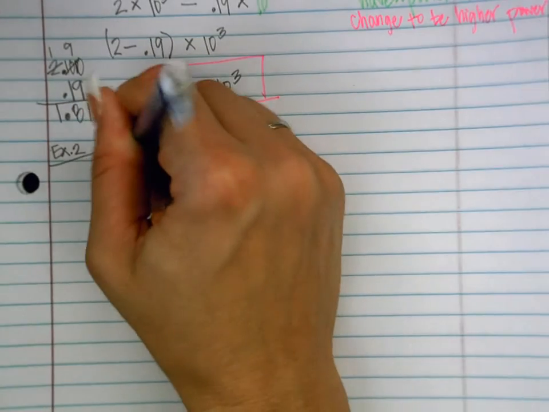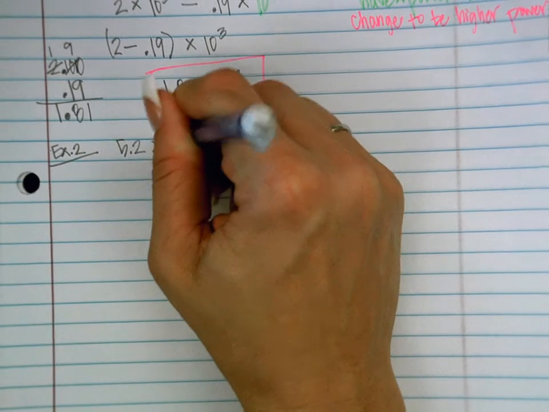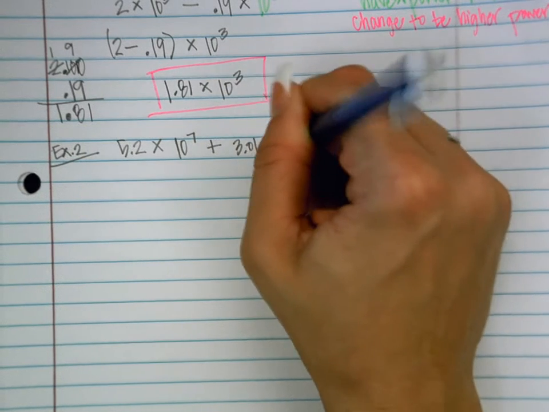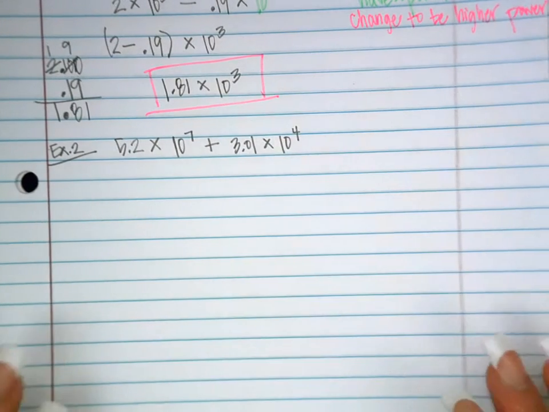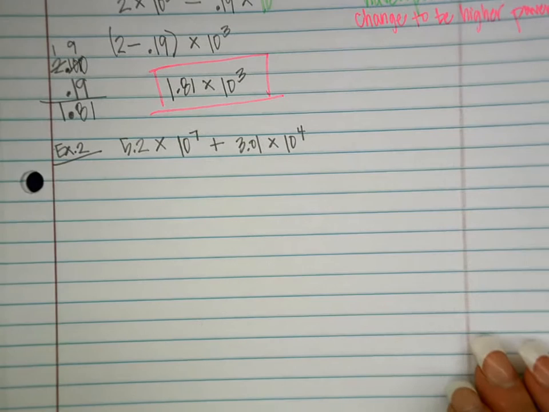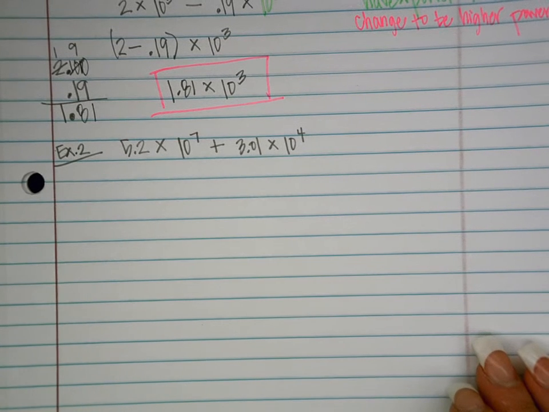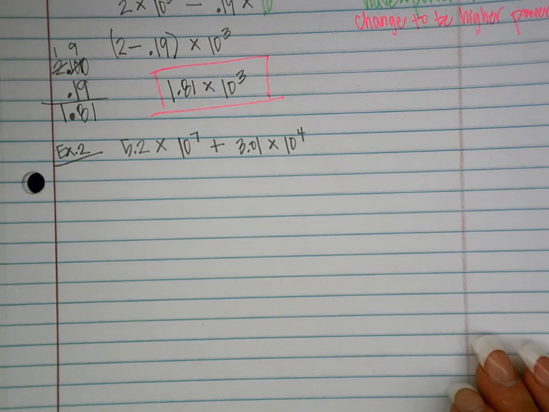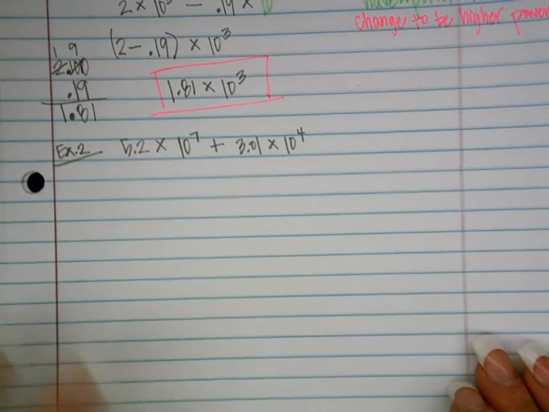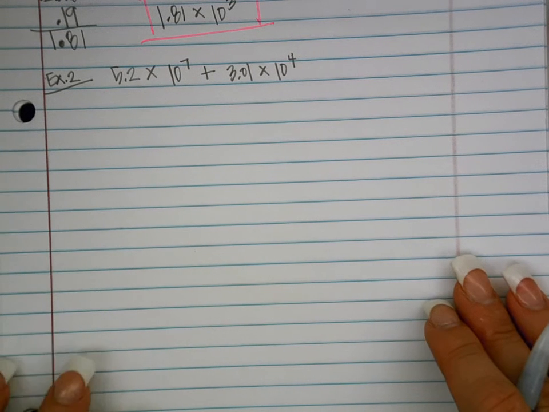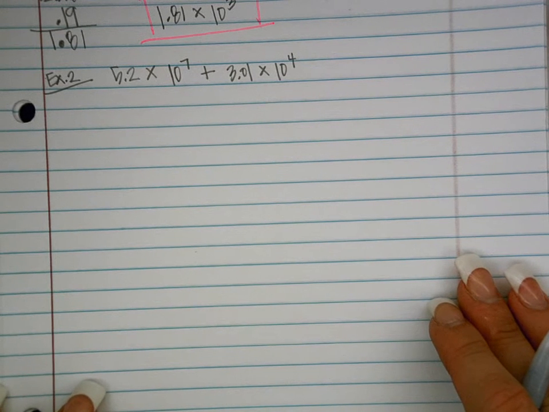For number 2, I would like you to find 5.2 times 10 to the 7th plus 3.01 times 10 to the 4th. 5.2 times 10 to the 7th, plus 3.01 times 10 to the 4th power.